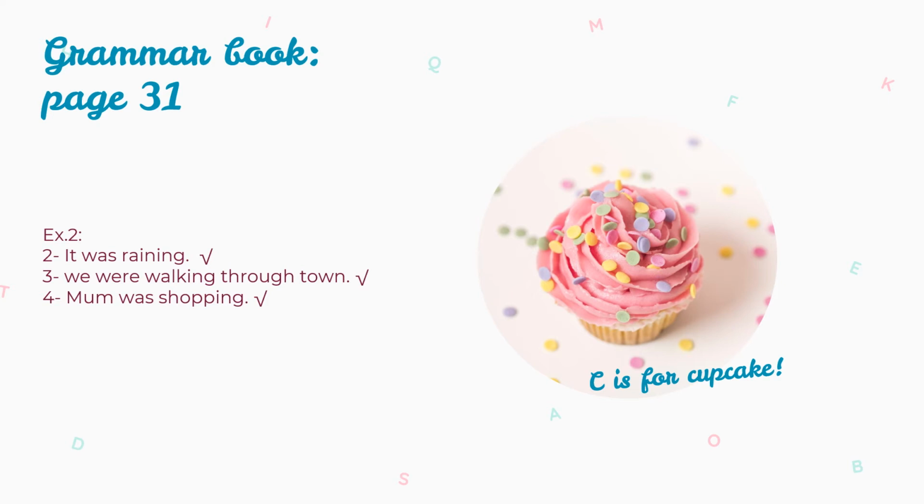1. I was watching television when the lights went off. So the long action is I was watching television. 2. It was raining when I went out. So the long action is it was raining. 3. We were walking through the town when I saw the new shop. We were walking through the town is the long action. 4. My mom was shopping when she met an old friend. Mom was shopping is the long action.